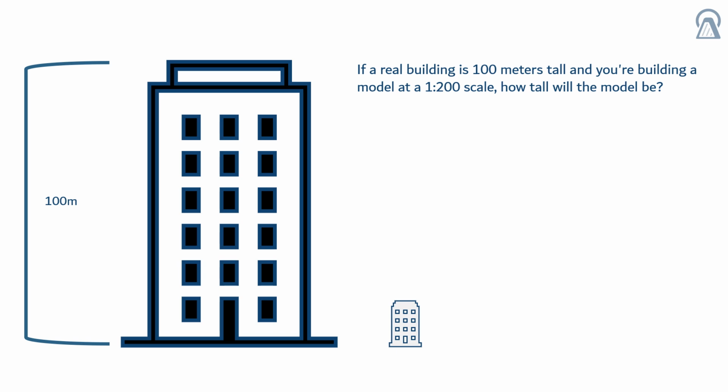First, we're going to multiply the real height by the scale factor. So we're going to divide 1 by 200 and multiply it by 100, and that gives us 0.5 metres. So the model will be half a metre tall, or 50 centimetres.